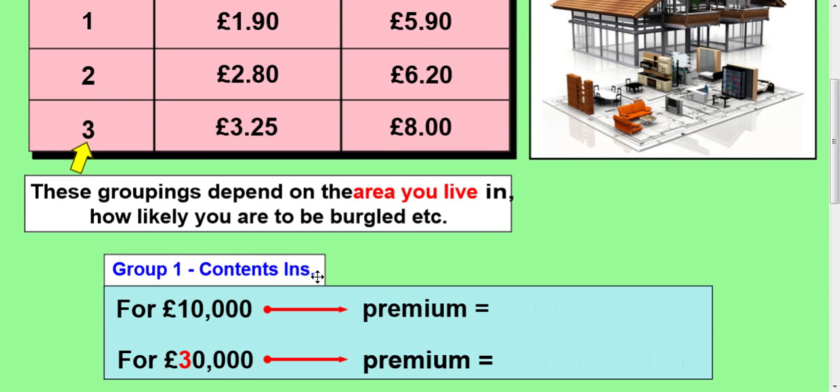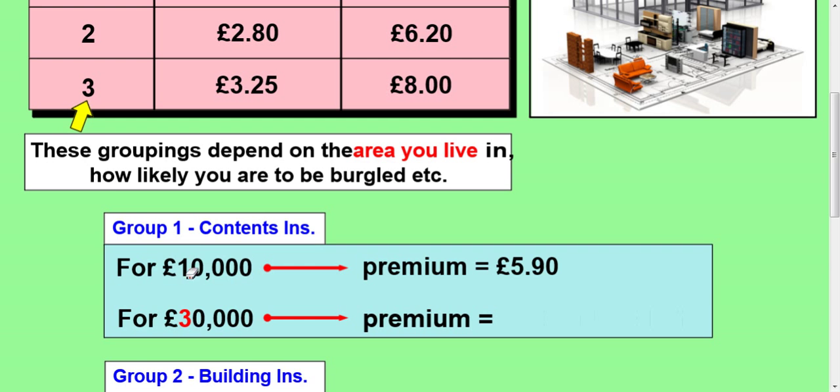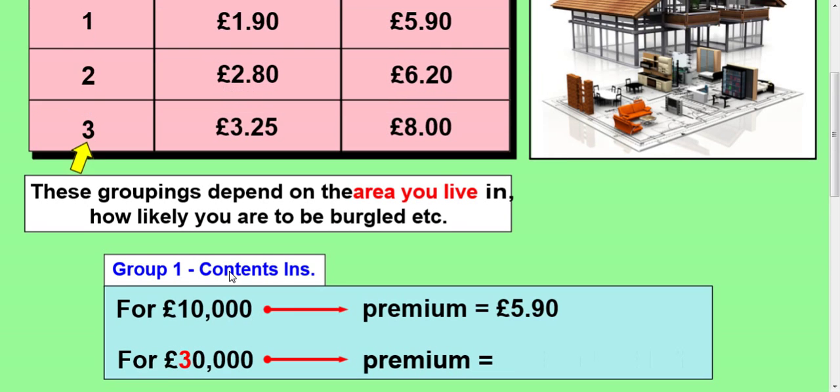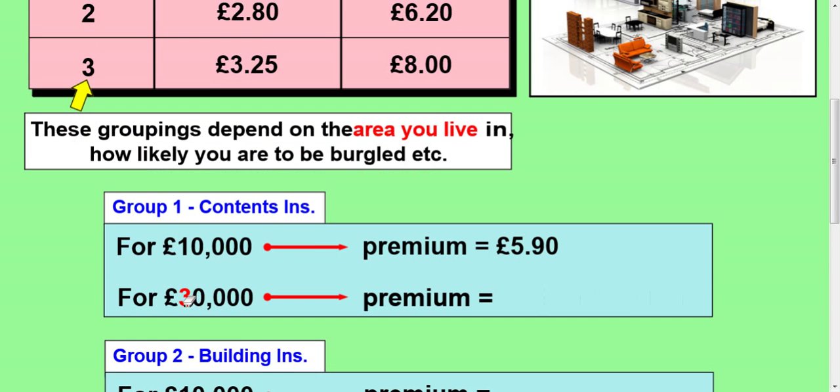Okay, Group 1 contents insurance. So for £10,000, what's the premium for a Group 1 building and you want contents? So it's a case of reading the table properly. Group 1 contents, that's £5.90, isn't it? But that's for £10,000 worth, because it says up here, monthly premiums per £10,000. If I wanted to cover my contents for £30,000, if I had expensive things inside my house, then you must times this answer by 3, because that's 3 lots of £10,000, and that would be your premium, £17.70.